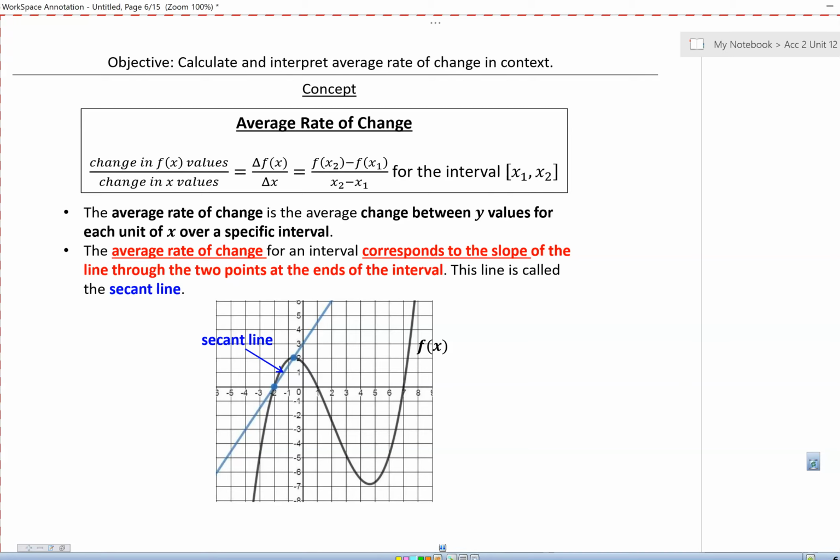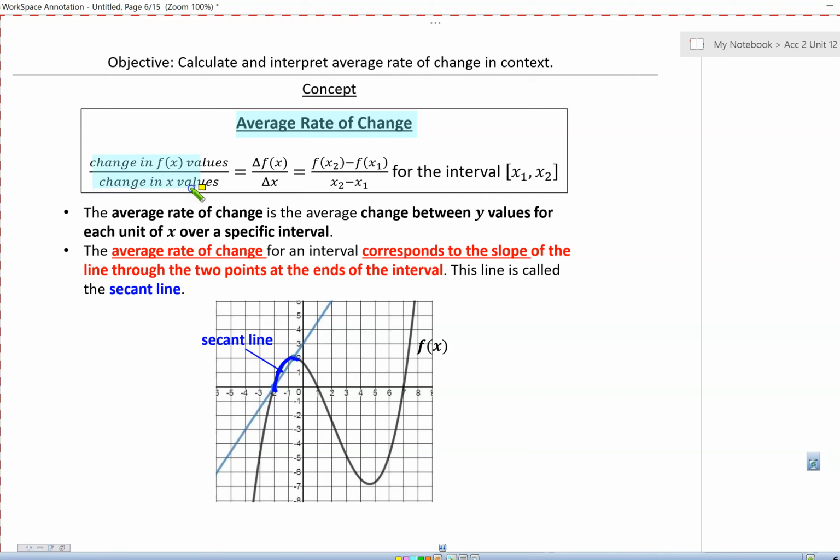So I want to remind you that average rate of change, remember, is a calculation of slope. What we're doing is we're averaging all of the slope values of a piece of a curve, because as the function curves, its slope changes. So what we do is we take an average using the 2 points at the ends of our interval, calculate that slope, and use it as an average slope or an average rate of change for that particular interval.